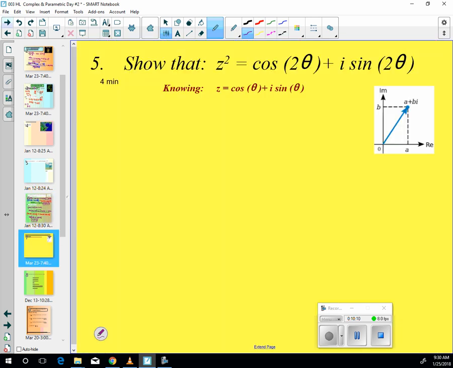All right, one last one. Try number 5. Just so we're clear, what you're asked to do is find z squared. So you're going to go cosine theta plus I sine theta, and you're just going to multiply it times itself. I think you're doing that, but I just wanted to double check.